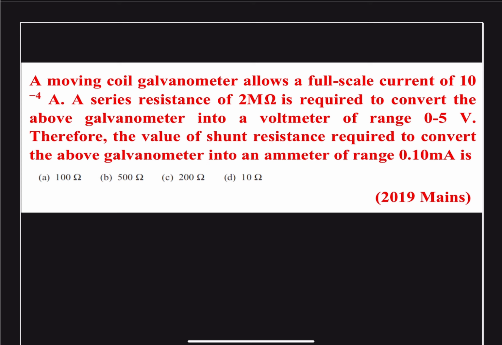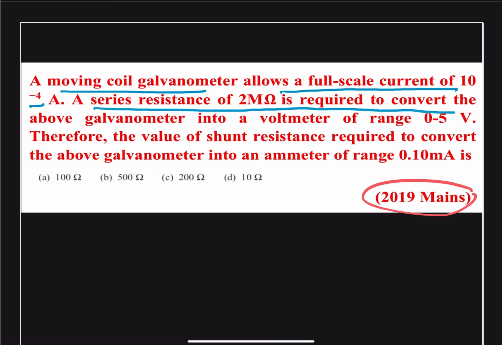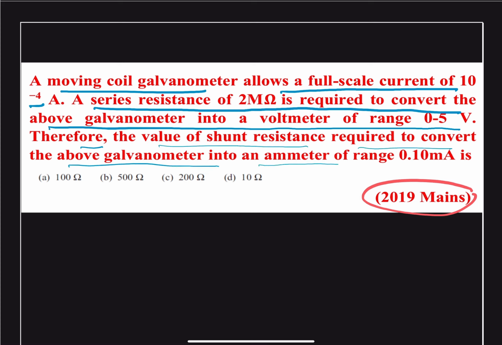So here it was asked in the year 2019 and states that a moving coil galvanometer allows a full scale current of 10 raised to the power minus 4 ampere. A series resistance of 2 mega ohm is required to convert the above galvanometer into a voltmeter of range 0 to 5 volt. Therefore, the value of shunt resistance required to convert the above galvanometer into the ammeter of the range is this. So we have to find out.